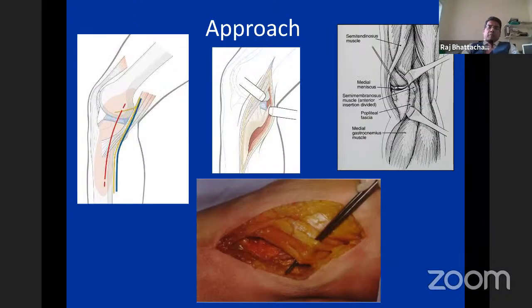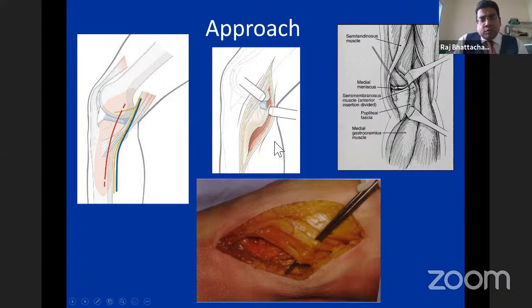And I use this approach. This is called the Tricky approach. It's not because it is tricky to do, but it was named after a gentleman called Tricky. And essentially, this is looking at the posterior medial condyle, beneath the popliteal fossa and the gastrocnemius.